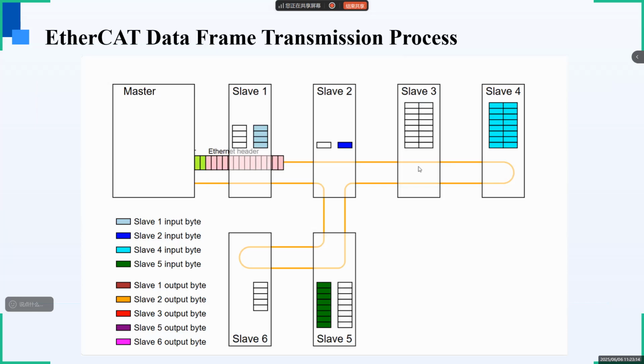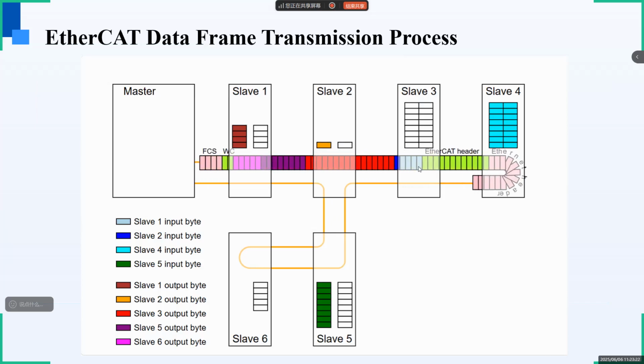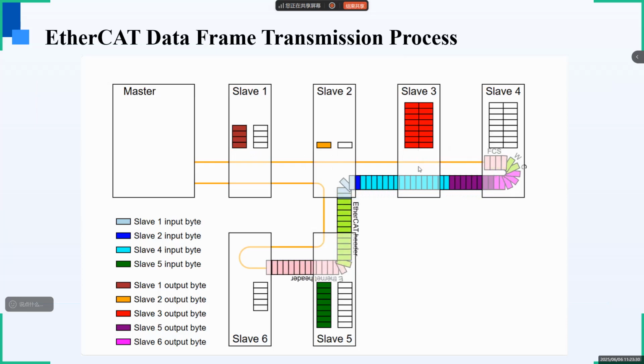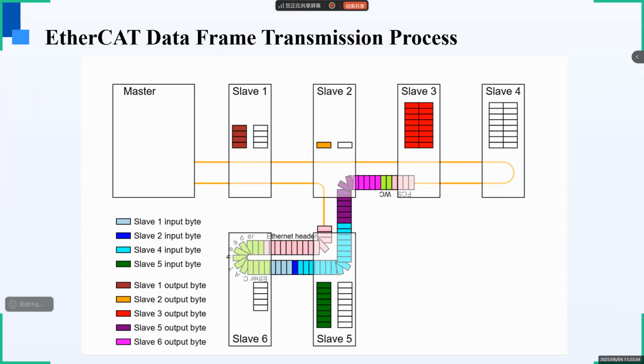As shown in the figure, the master station periodically sends data frames. All slave stations in series receive and process them. The data frames sent by the master station can contain multiple subpackets. Each slave station reads or writes its own part and continues transmission. This mechanism of receiving and processing simultaneously greatly improves communication efficiency.